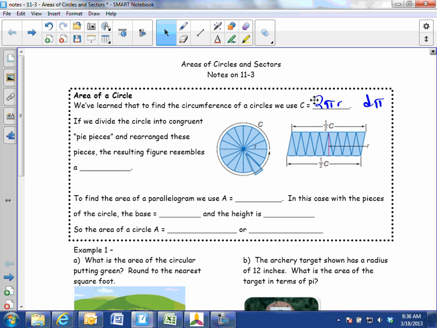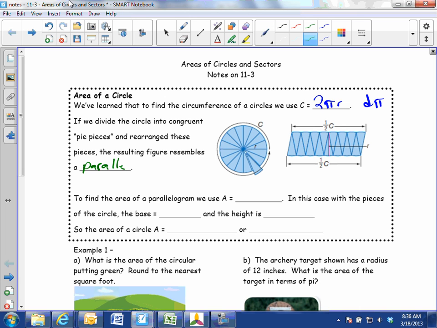Alright, notice that they have taken a circle and they've cut it into sections, like a piece of pie. So if we take all these different sections, or these pie pieces, and we arrange them and stack them like this, what does this kind of look like? What kind of shape? Yeah, it looks like a parallelogram. So it resembles a parallelogram.